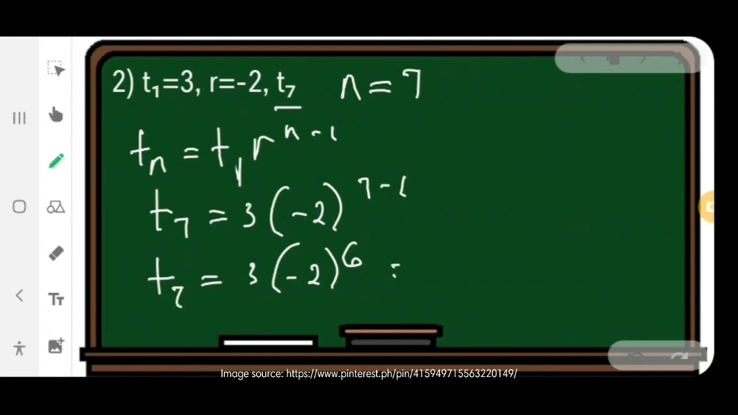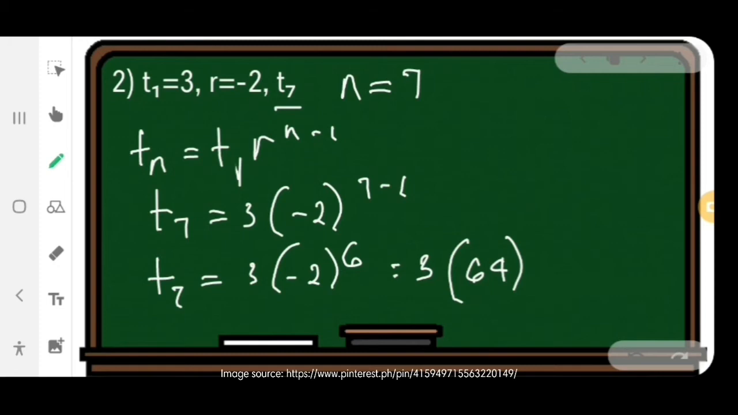Then we are going to get the power of negative 2 when raised to 6. Copy 3. So negative 2 raised to 6 is 64. Now remember, when you raise a negative integer to an even exponent, the power is positive. But when the exponent is an odd number and your base is negative, the power is negative.